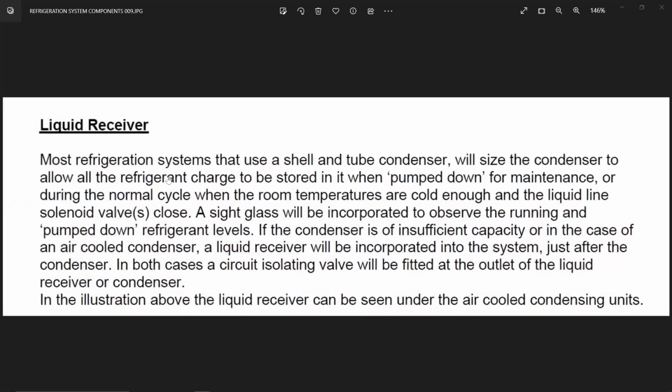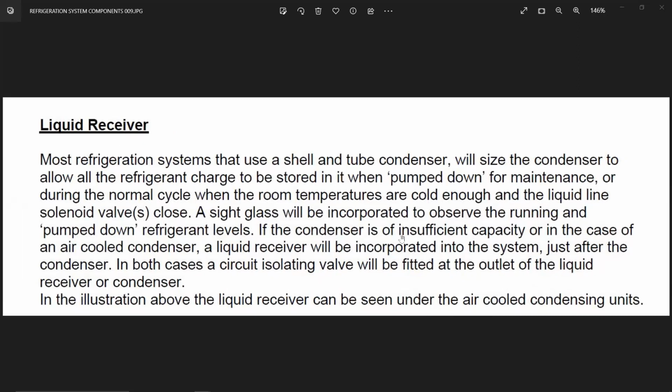All right. Liquid receiver. Most refrigerant systems use a shell and tube condenser. This will serve the condenser, allowing the refrigerant charge to be stored in it when pumped down for maintenance, or during the normal cycle when the room temperature is cold enough and the liquid line solenoid valve is closed.